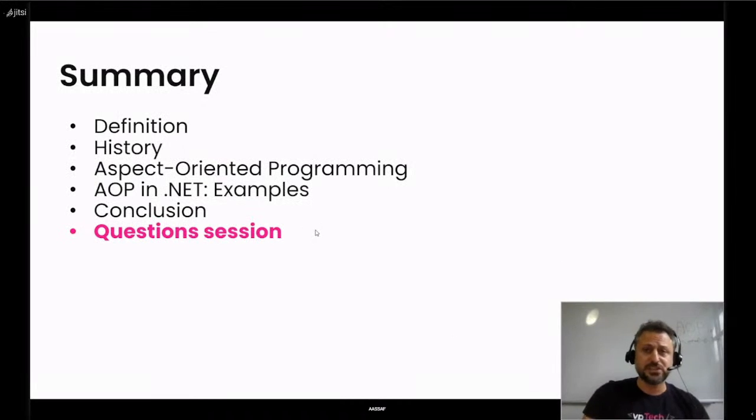So today my presentation is organized as follows. I will start by giving the definition of the terms that I will use along the presentation. After that, I will give you a history of aspect-oriented programming, where it finds its origin. And after that, I will describe what aspect-oriented programming is. And after that, in dotnet, how we can do that by giving examples. At the end, we will have the conclusion of the presentation. And after, don't hesitate, we will have a question session. You will see how we will do that at the end.